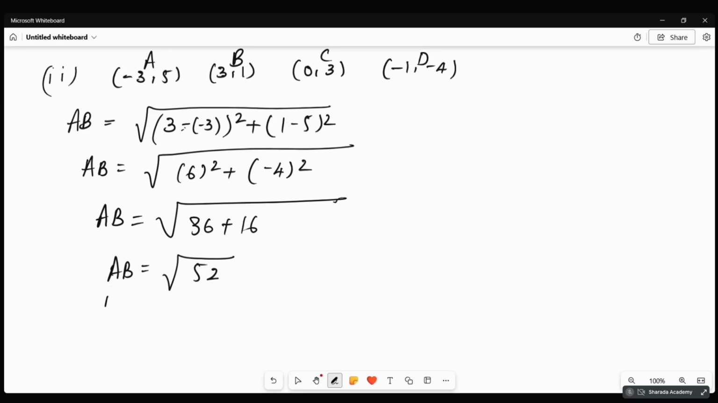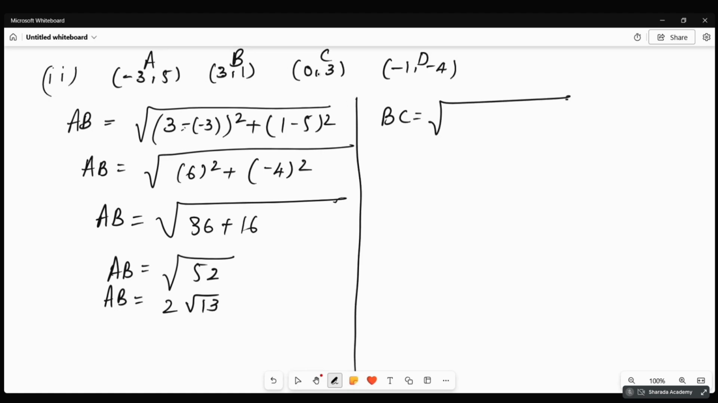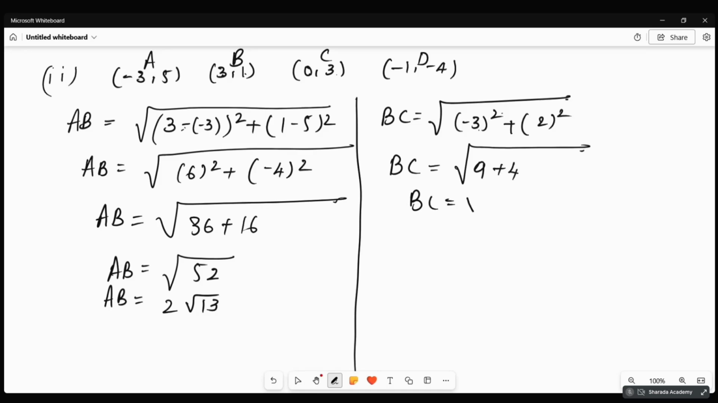2 root 30. Okay. Now BC: 0 minus 3, that is minus 3 whole square, plus 3 minus 1, 2 square. So BC you will get as root of 3 square is 9, 9 plus 4, 13. What about CD?